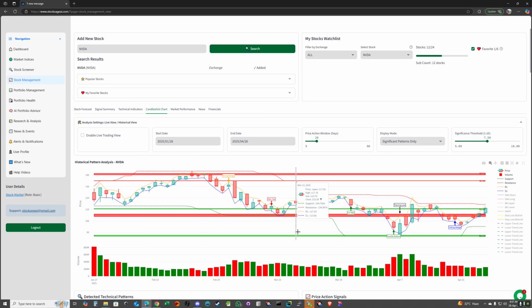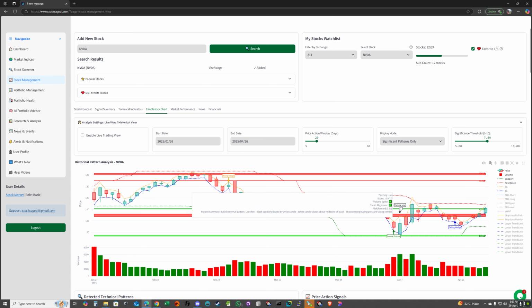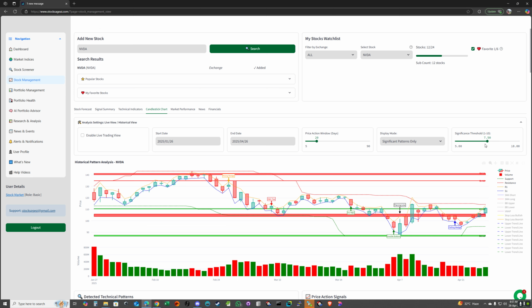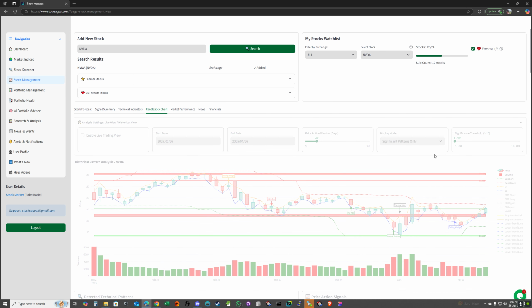So let me give you an example. Like for example, here I can see a piercing line. We also have a significant pattern score attached to each of these patterns which are detected by AI, and we try to keep the score threshold over here at 7.5. We can also reduce this and it will show you a lot of other patterns as well, but our recommendation would be to not look at the patterns which are below 7.5, because they won't be significant for your investment decisions.